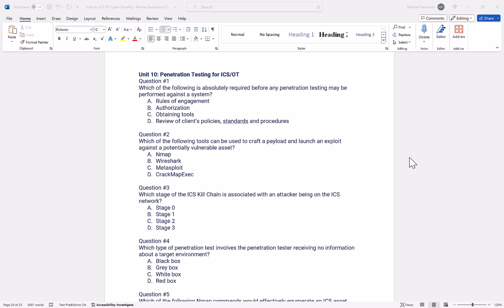So question 2, which of the following tools can be used to craft a payload and launch an exploit against a potentially vulnerable asset? That's going to be Metasploit. And Metasploit does have some exploits for ICS OT assets. Not as much, of course, as it does for IT. That's its main focus, but some ICS OT capabilities have been added to it over the years.